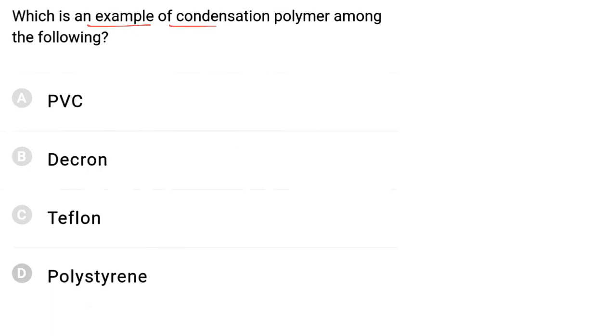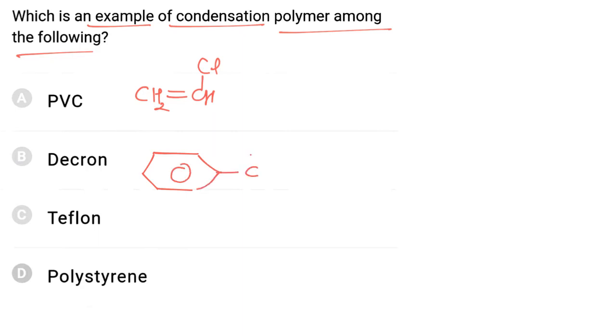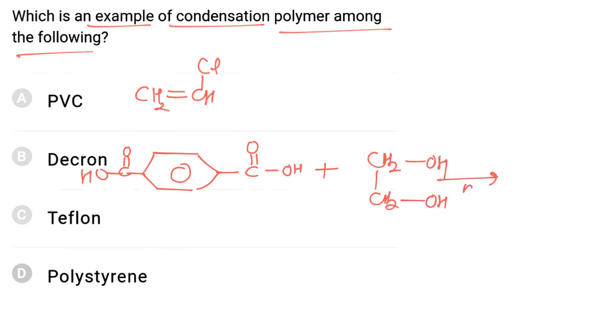Which is an example of condensation polymer among the following? Now PVC is an addition polymer of vinyl chloride. Vinyl chloride is polymerized to give polyvinyl chloride. Now Dacron or terylene is a condensation polymer of terephthalic acid. Now this molecule is terephthalic acid, and when this molecule is treated with ethylene glycol, a condensation reaction takes place, and after the condensation reaction it will be converted to Dacron or terylene.